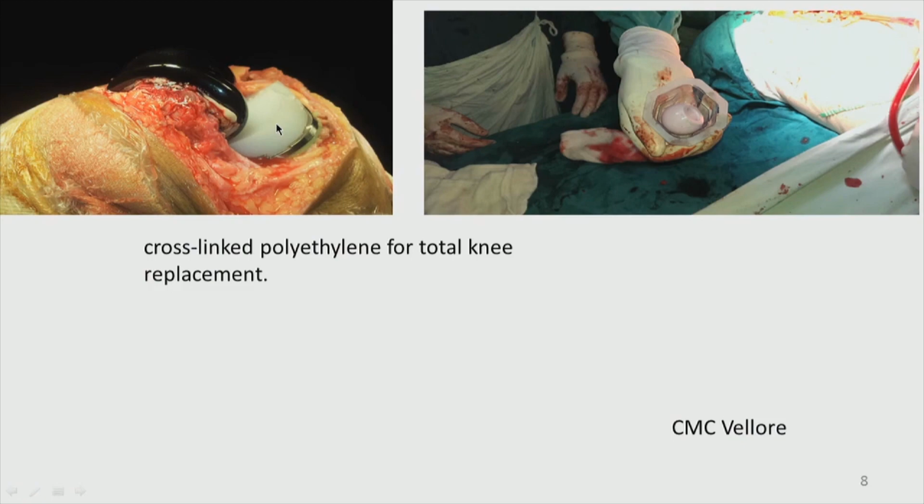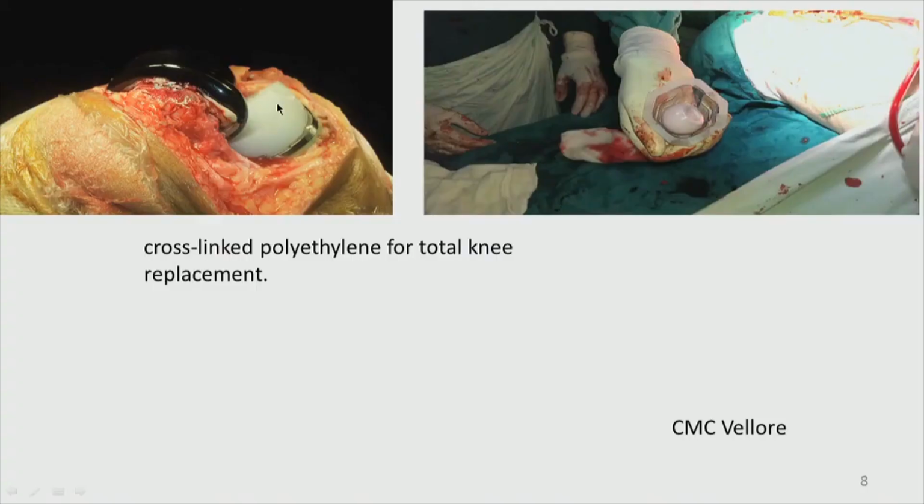Like if you remember, we did a problem in the previous class, the amount of cobalt ions that get released per year. Okay. So, polymers are used, mostly polyethylene, ultra high molecular weight polyethylene is used here, as you can see in this picture, for the knee replacement surgery. This is a courtesy from CMC Vellore.